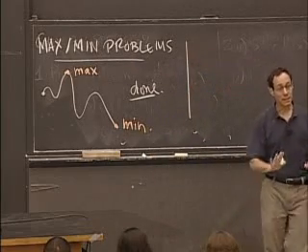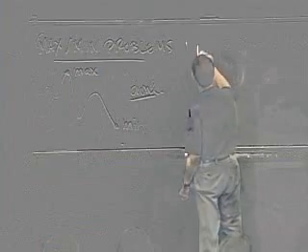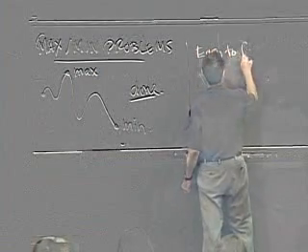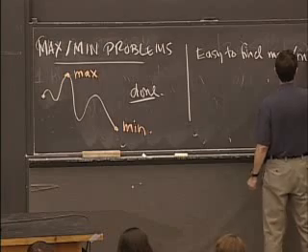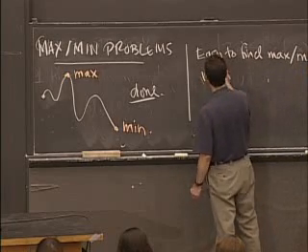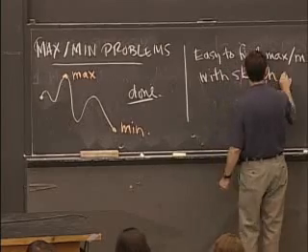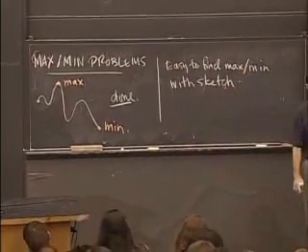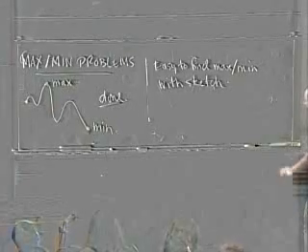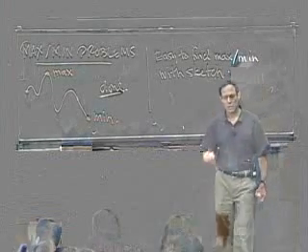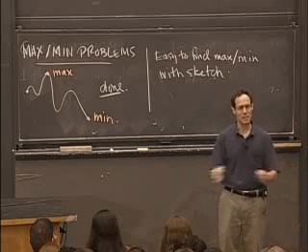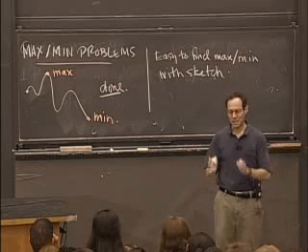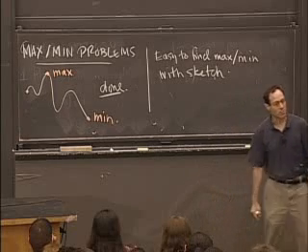Okay, the point being that it is easy to find the max and the min with the sketch. Okay? It's very easy. The problem is that the sketch is a lot of work. We just spent 20 minutes sketching something. We would not like to spend all that time every single time we want to find a maximum or minimum.